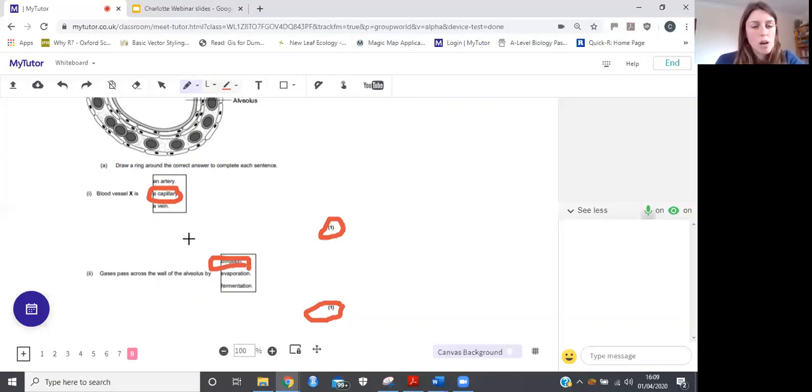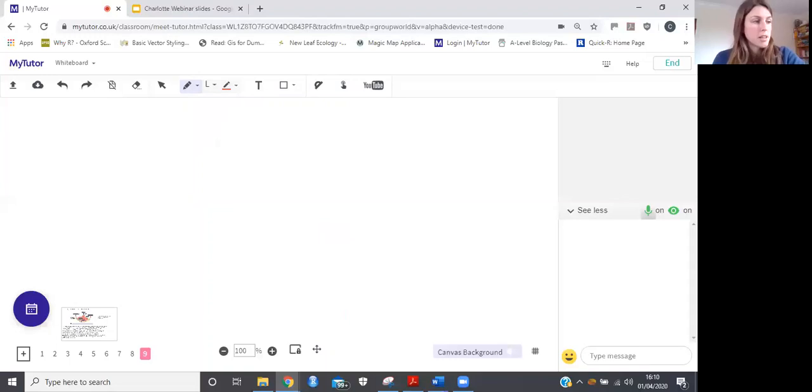Make sure when you're doing even simple questions like this that you do read them properly. Gases pass across the wall of the alveolus. Occasionally you get caught out by them suggesting something different. And equally here, blood vessel X, you may occasionally have a question where they've got blood vessels X, Y, and Z. Make sure that you're talking about the right one. These are marks that you don't want to throw away. So there is a second part to this question, which I'll transfer across now.